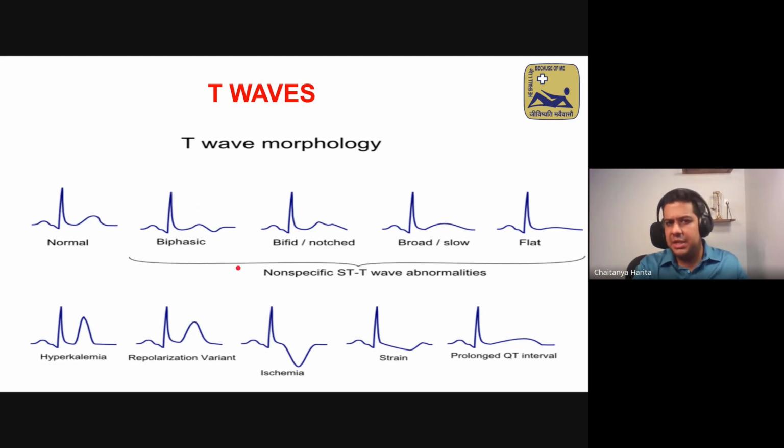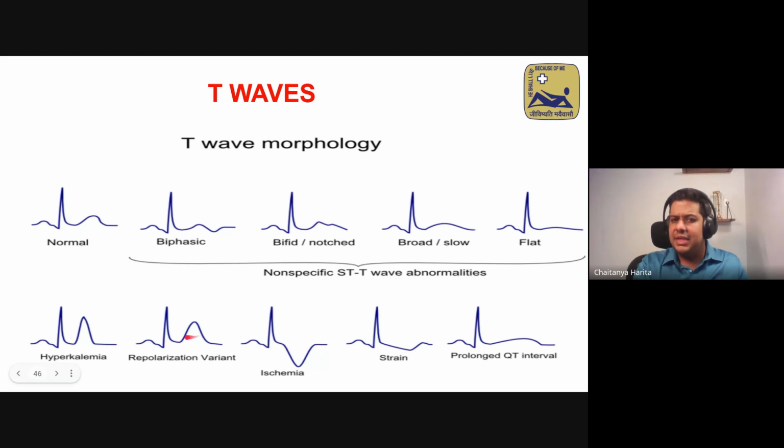Non-specific changes are, if the T wave is biphasic, we call it non-specific. The T wave can be notched, non-specific. A slow rising T wave, again, non-specific. Flat T waves, non-specific. These are changes which you need to follow, but not necessarily need to do anything about. But if you see a tall symmetrical T wave, which is more than 1/3 the height of the QRS, it is called a tall T wave, which could be hyperkalemia.